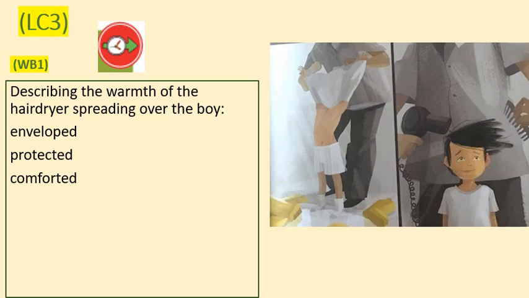Okay, learning chunk 3. We're going to describe the warmth of the hairdryer spreading over the boy. Now, I know when it's really cold and you've got a hairdryer and you're trying to dry your hair, the heat that blows out from the hairdryer goes all over your shoulders and down your back and down your arms. So we're going to look at words to describe that. And I've picked enveloped, protected, comforted.